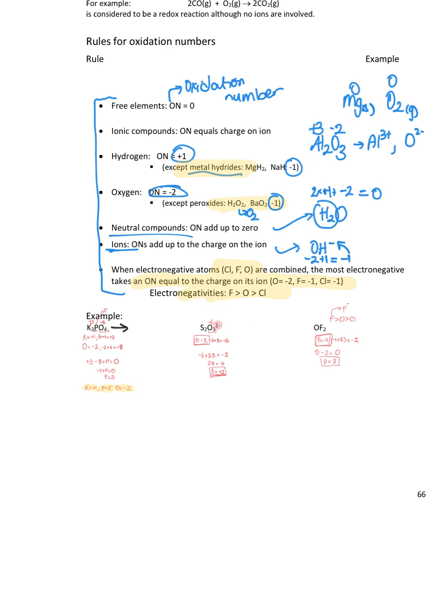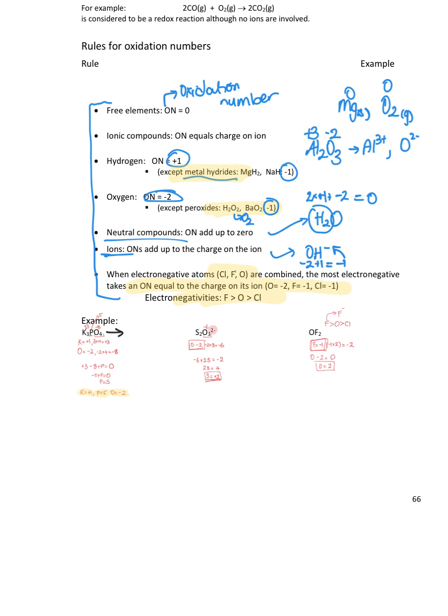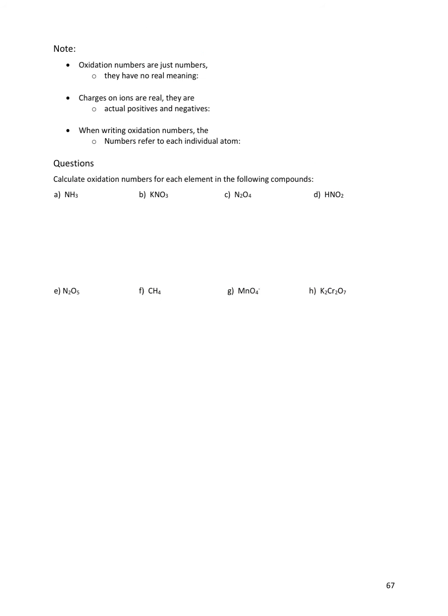Oh wow, I wrote that really tiny. So yeah, pause, rewind if you didn't get that down. Just to note, oxidation numbers are just numbers. They don't have meanings. It's just to help us classify where oxidation and reduction are happening. The charges on the ions are real though, and when writing oxidation numbers, the numbers refer to each individual atom. So please be careful. I know when there were times like O2, we were doing -2 times 2.